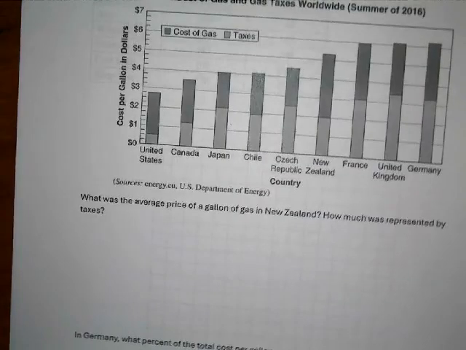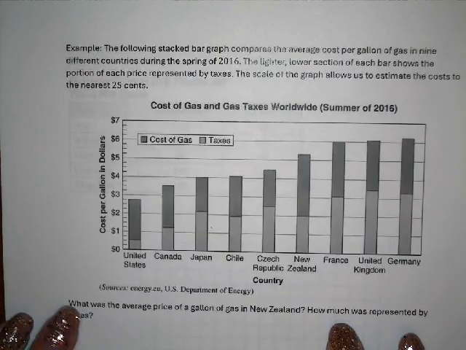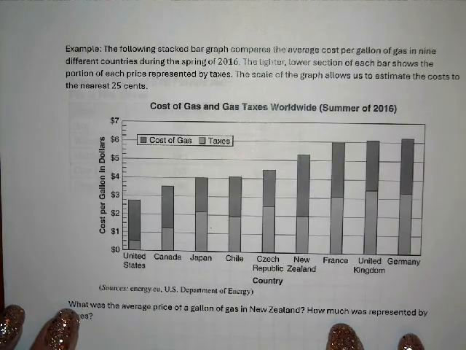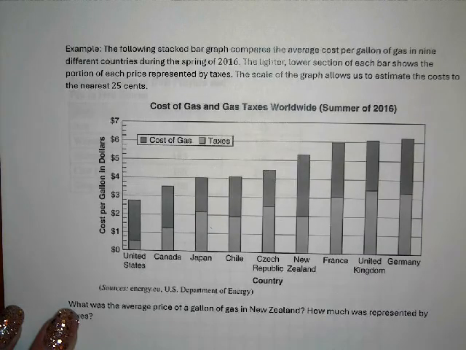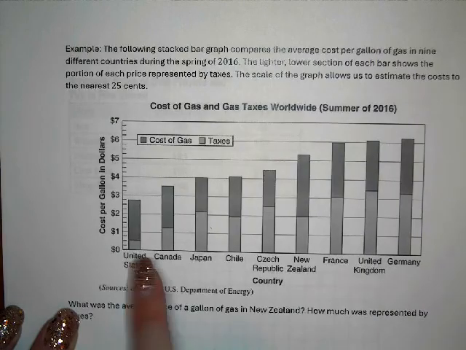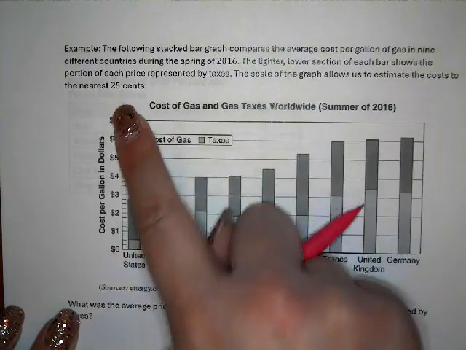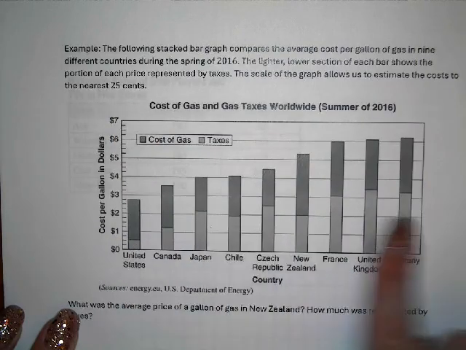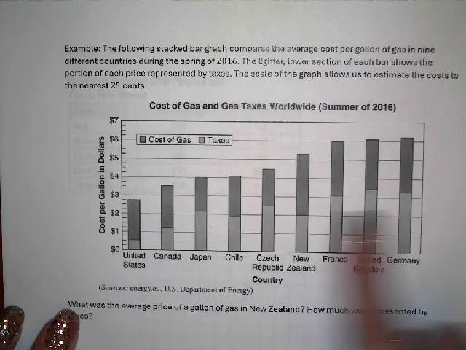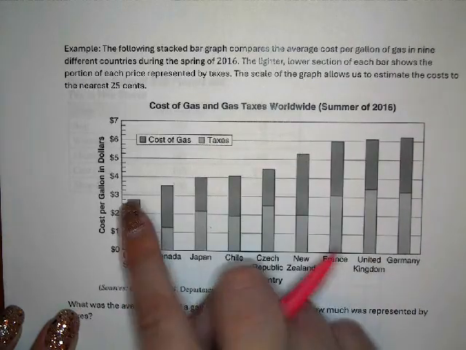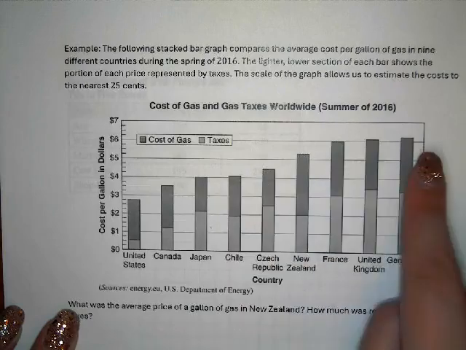All right, here's another problem. It says the following stacked bar graph compares the average cost per gallon of gas in 9 different countries during the spring of 2016. The lighter lower section of each bar shows the portion of each price that is represented by taxes. The scale of the graph allows us to estimate the cost to the nearest 25 cents. So here we have our countries, here we have our cost in dollars. The bottom portion is what they were talking about. This is the portion of your gas price that is contributed to taxes. And then the top price is just the price of the gas overall.